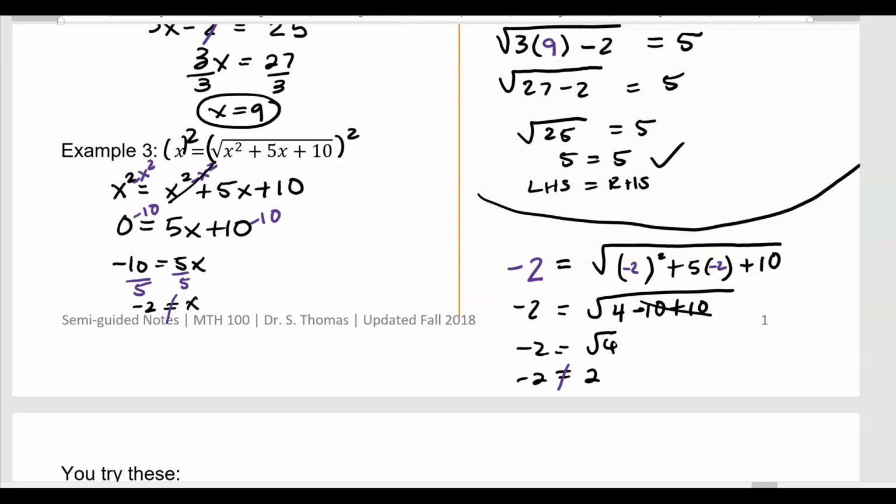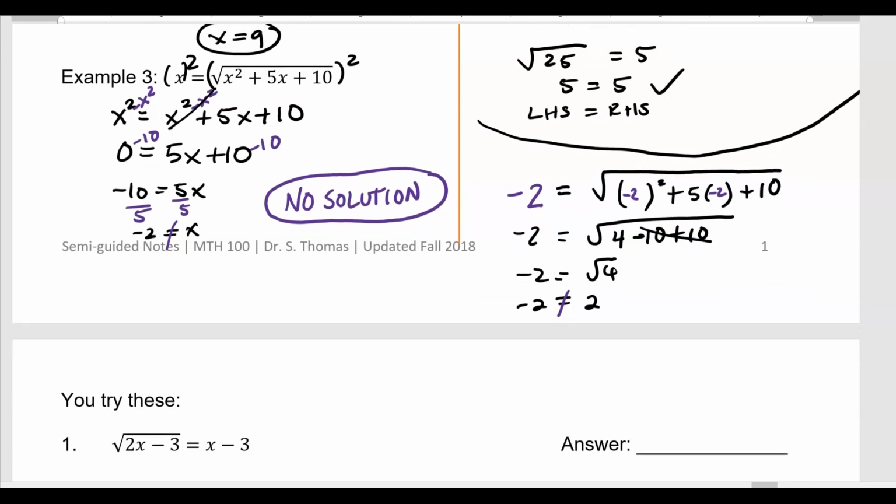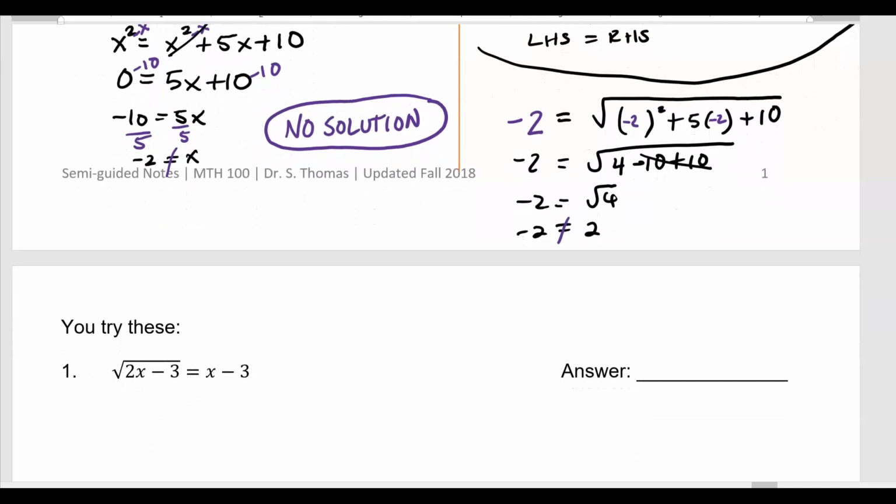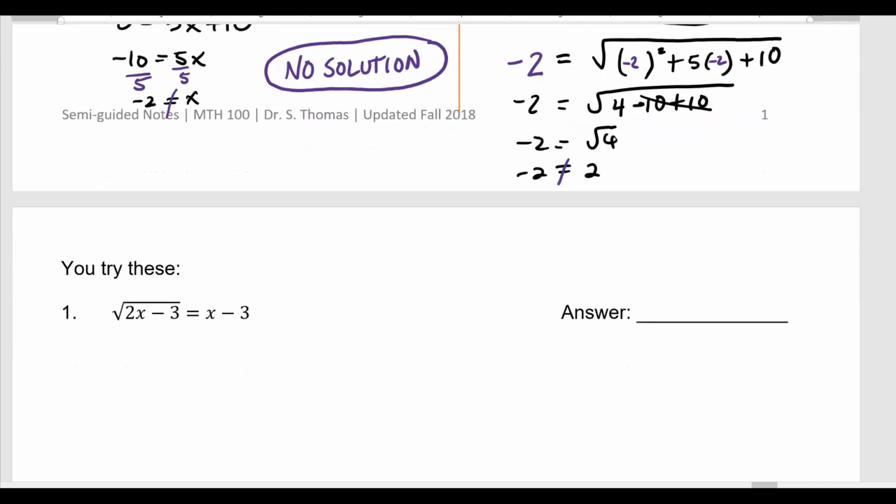And since that's the only solution that we were able to come up with, and since that didn't even work, we're going to say no solution. We're going to conclude no solution at all for this particular problem. So sometimes you end up with 2 solutions and one doesn't work, and you still end up with one that actually works. But in that case, since we only had one result and it didn't work, we're going to say no solution.